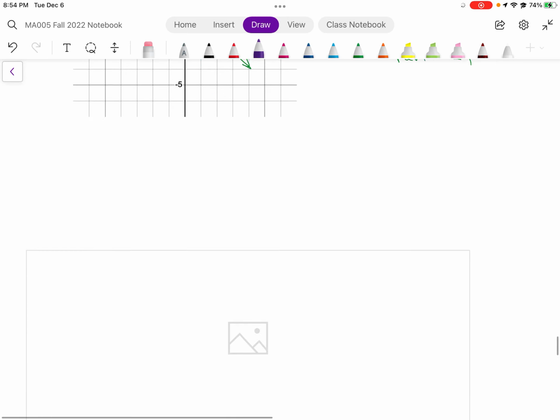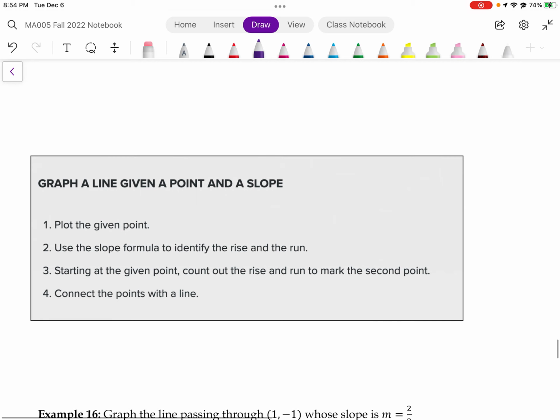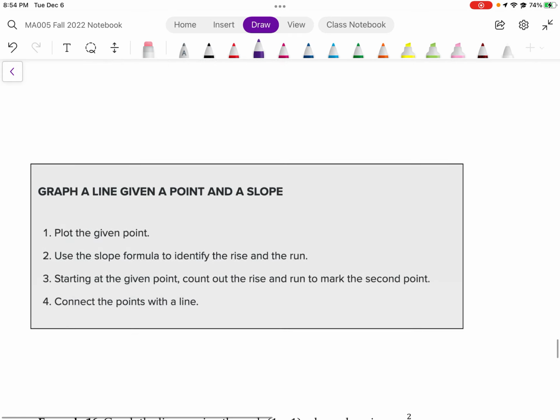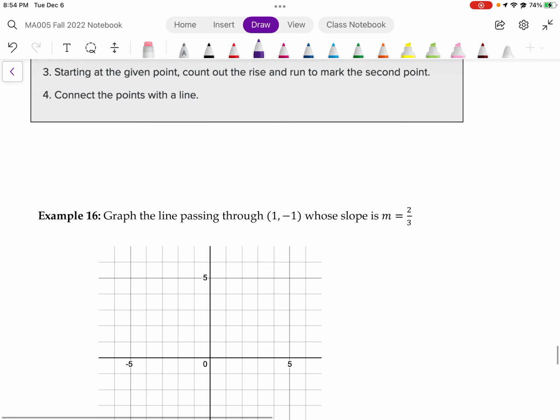All right, graph a line given a point and a slope. Plot the given point. Use the slope formula to identify the rise and the run. Start at the given point, count up and over, connect the points. That's what I've been doing already. So nothing new, but there's the list of how to do it.